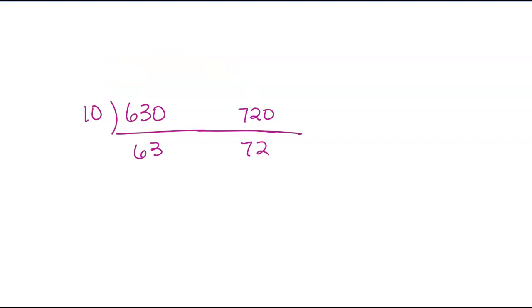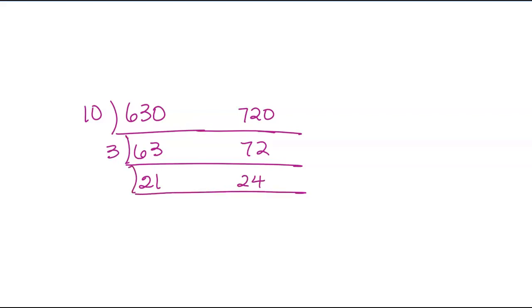Looking at both of these, let's pretend that I go, okay, I know 3 will go into them. And I know you're probably screaming at me saying there's something bigger than 3, but let's just do 3. So 63 divided by 3 is 21. 72 divided by 3, I think, is 24. But I'm going to check. It's 24.